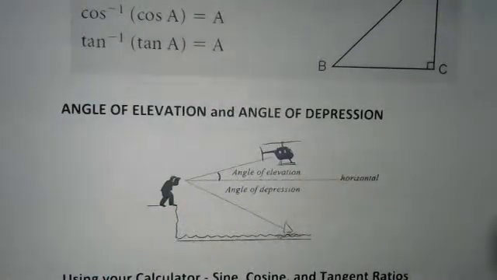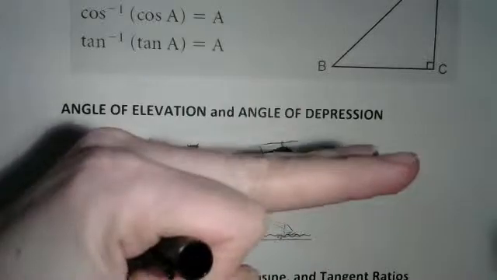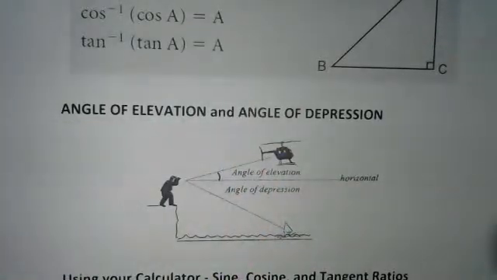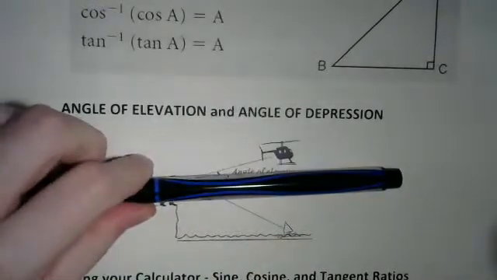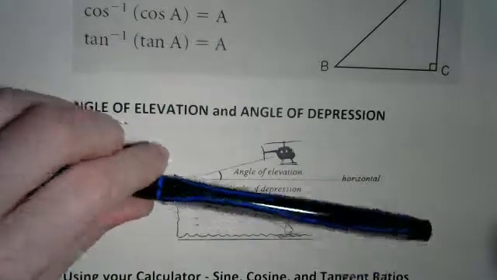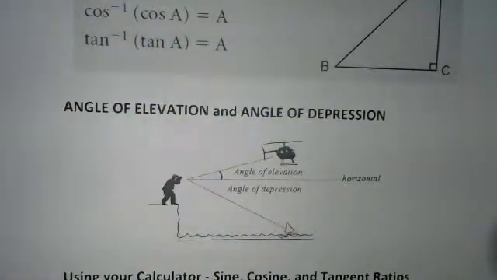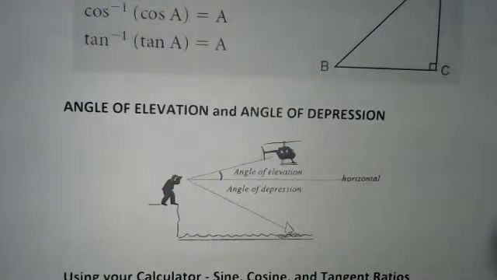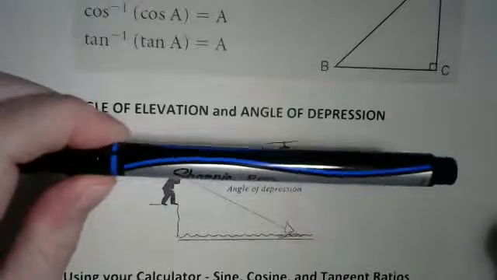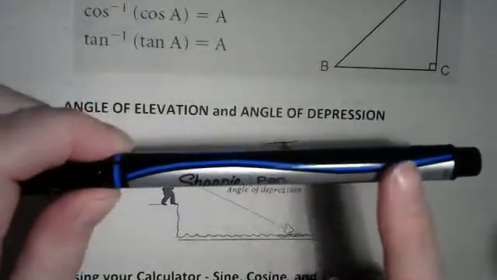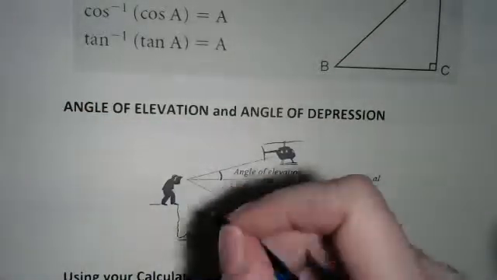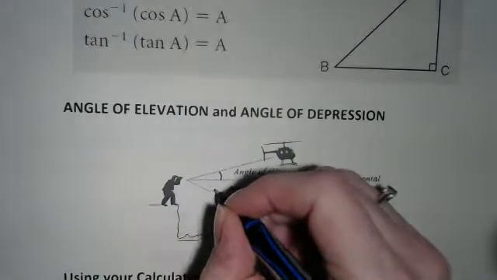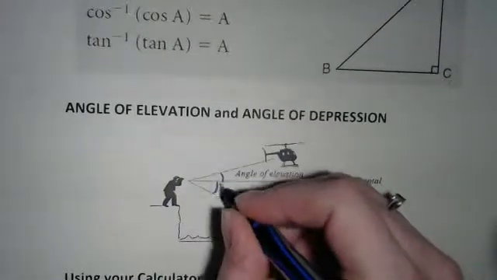Similarly, angle of depression always starts from the horizontal and goes down. It doesn't matter where it is. If the example is something on land, in water, or in the sky, angle of depression means start at the horizontal, and it's the angle created from this line down. So this would be an angle of depression.